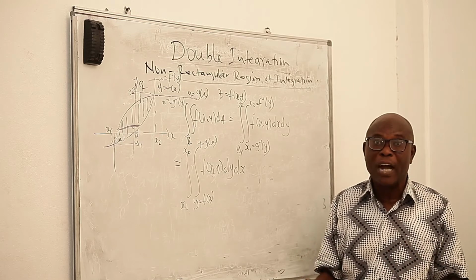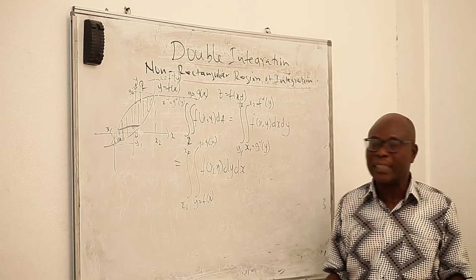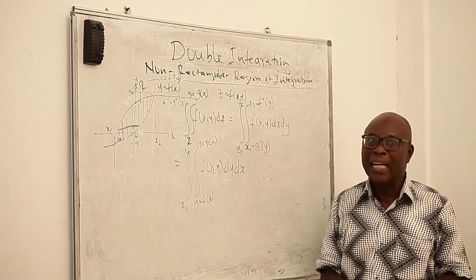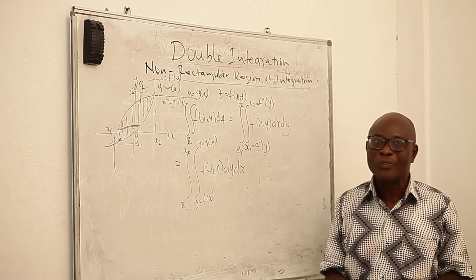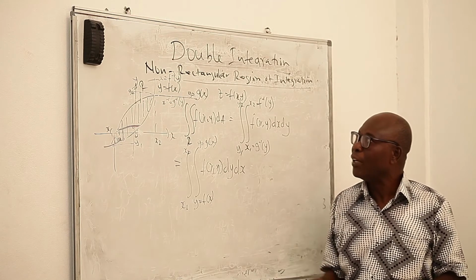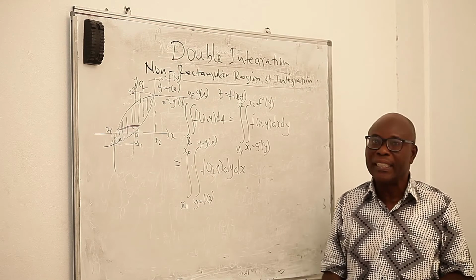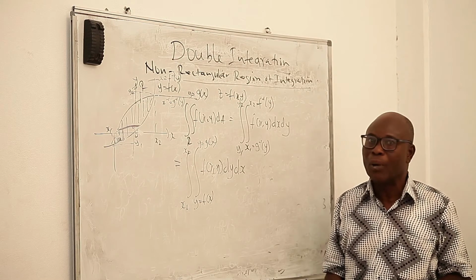Either we move along the x-axis or we move along the y-axis. And so we'll take an example to illustrate how to find the double integral when the region of integration is a non-rectangular one.